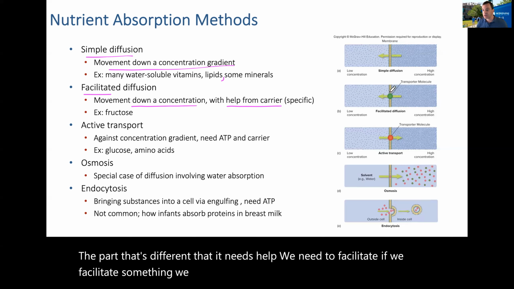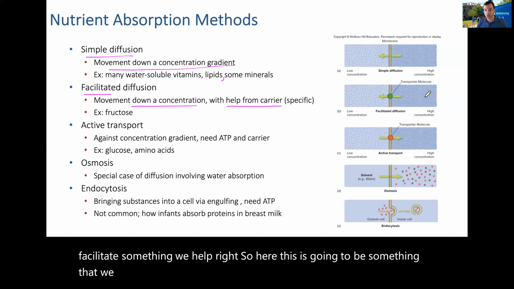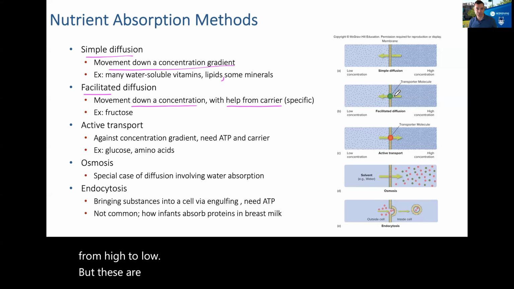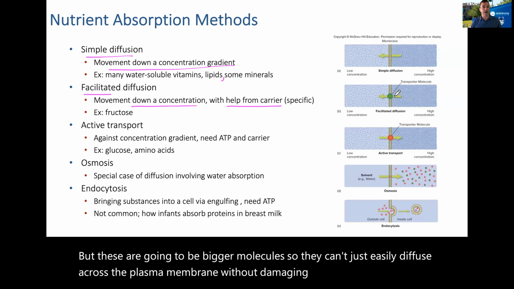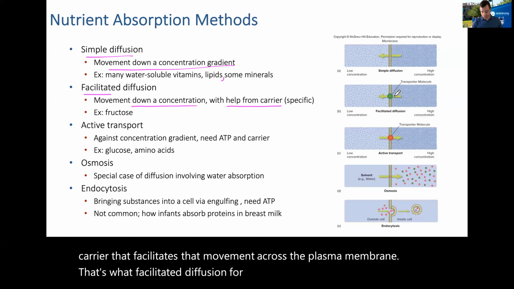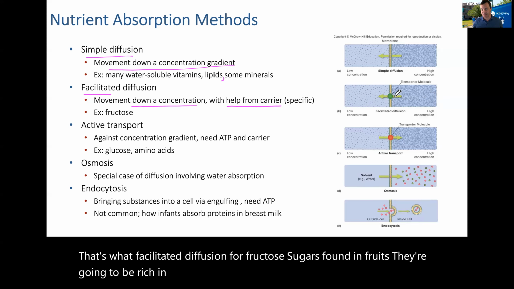So here, we have to go down the concentration gradient, from high to low. But these are going to be bigger molecules, so they can't just easily diffuse across the plasma membrane without damaging it. So we have a protein carrier that facilitates that movement across the plasma membrane. That's facilitated diffusion. For fructose, sugars found in fruits, they're going to be rich in fructose. This is the method in which they are brought across.